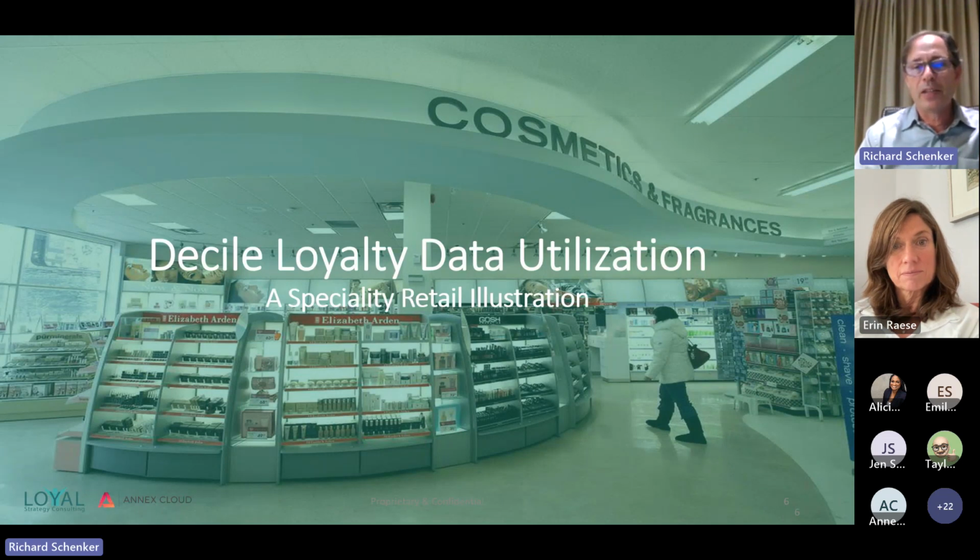What we're going to do today is really use a retail illustration. This is a specialty retailer. By the way, if you figured out who the retailer is from the picture, it's not them. I just use this to disguise the data, disguise the retailer, and protect the innocent. But it is a specialty retailer.